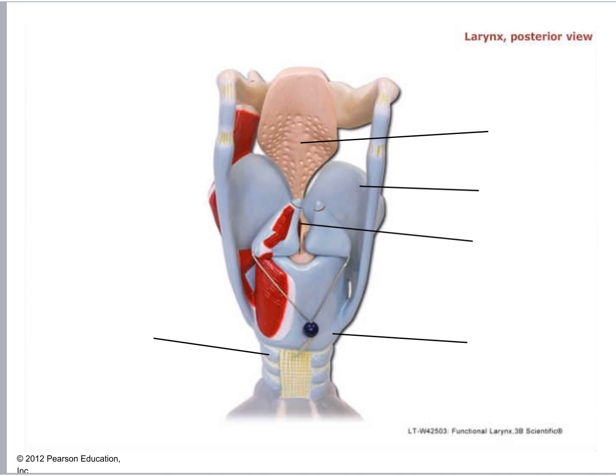This is a posterior view of the larynx now. We'll start with this one line over here on the left, and then we'll start at the top on the right-hand side and work our way down.